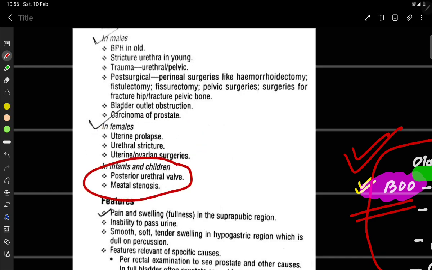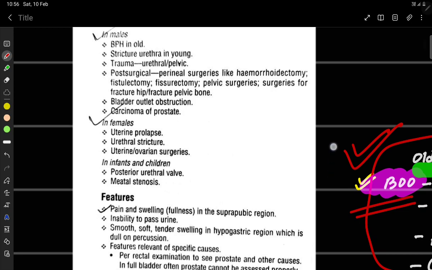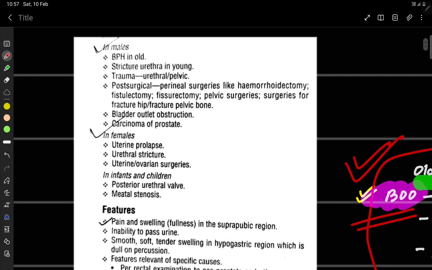in infants, there are congenital causes like posterior urethral valves and meatal stenosis. In females, uterine prolapse, urethral stricture, and uterine or ovarian surgeries. In males, BPH in old people, which is very common. Stricture of the urethra in young age, and trauma, urethral and pelvic trauma.